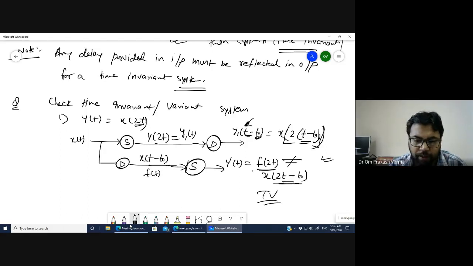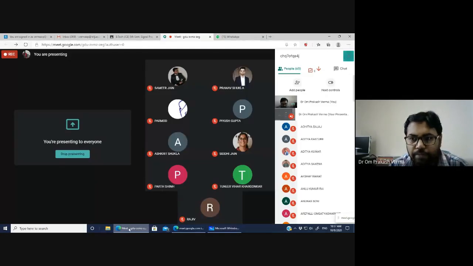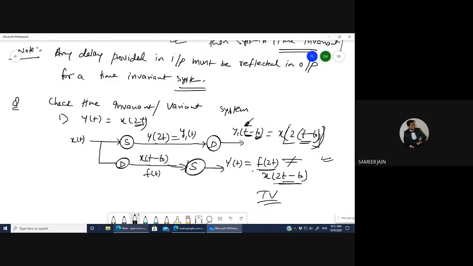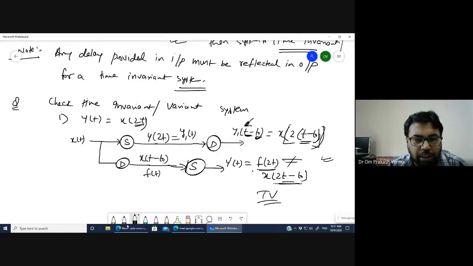Now tell me. Yes. Sir, in the first case, when you passed x of t through the system, the value after the system should be y of t by 2, right? What is the system doing? The system is doubling it. y(t) is x of 2t. Whatever the value is t, it will multiply it with the scale 2. That's it.